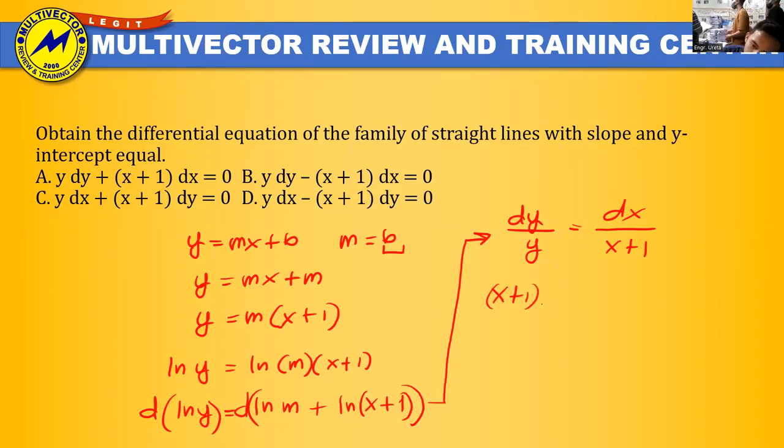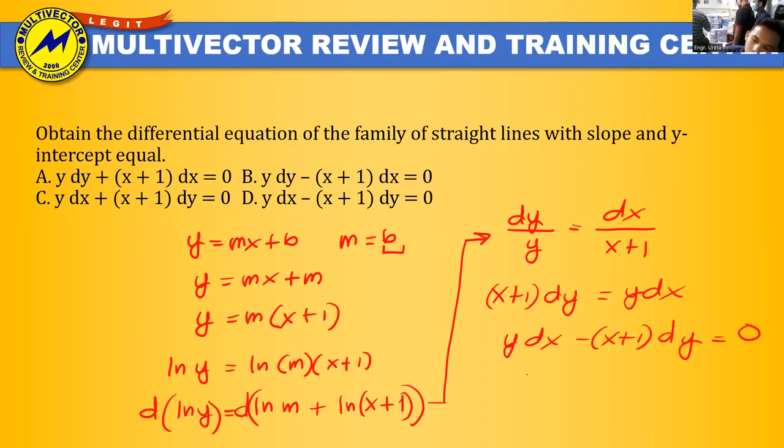x plus 1 dy is just equals to y dx. Therefore, y dx minus (x plus 1) dy is equals to 0. So ang tamang sagot natin dito is y dx minus (x plus 1) dy equals 0. So letter D. Yun yung problem number 93 natin.